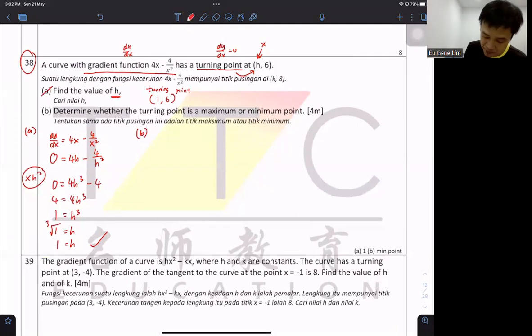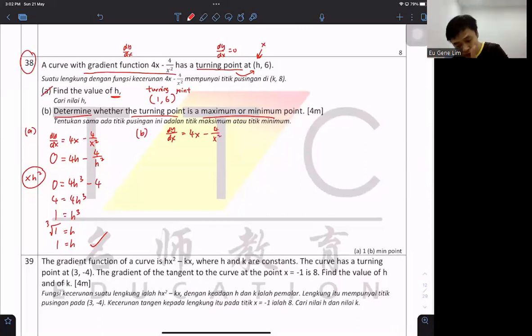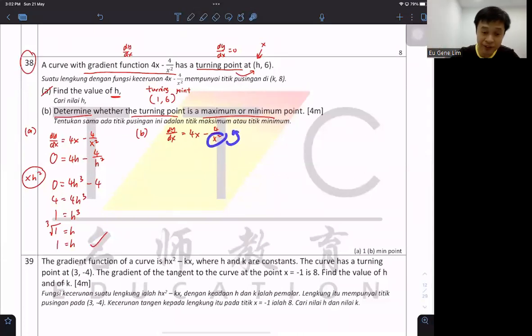Like B, determine whether the turning point is maximum or minimum. How to determine whether it's maximum or minimum? d square y over dx square, right? So you copy the dy dx first, then differentiate the second time. But you cannot differentiate because the x squared is at the bottom, right? So you should bring it up first. The x squared brings up first, becoming x to the power of negative 2.